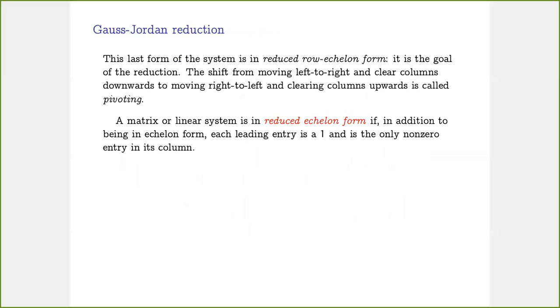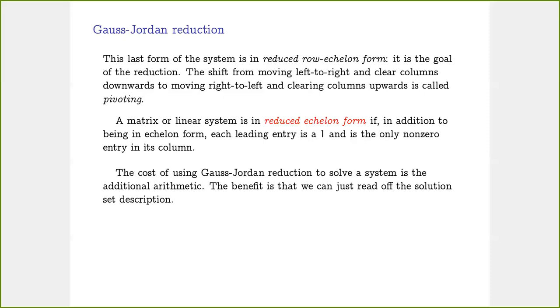A matrix or linear system is in reduced row echelon form if, in addition to being in echelon form, each leading entry has to be to the right of the leading entries above it. Each leading entry is a 1 and is also the only non-zero entry in its column. The cost of doing Gauss-Jordan reduction to solve a system is the additional arithmetic. The benefit is that we can just read off the solution set description.